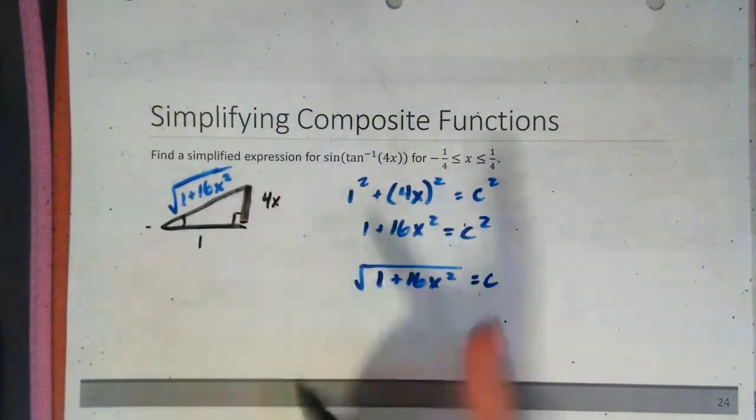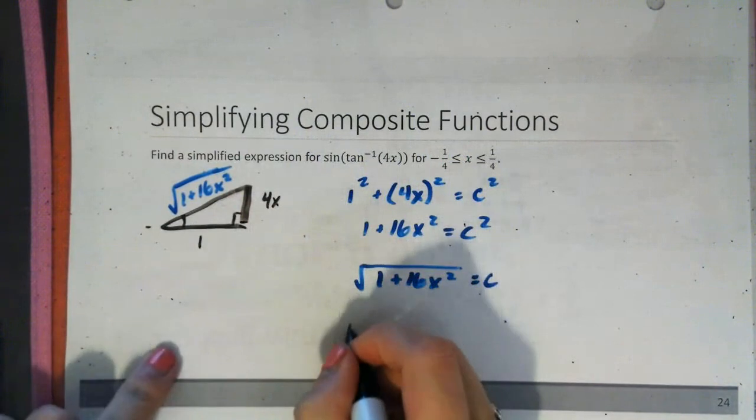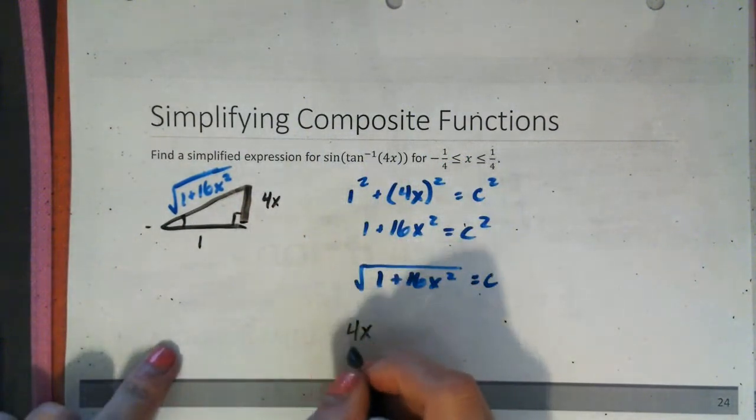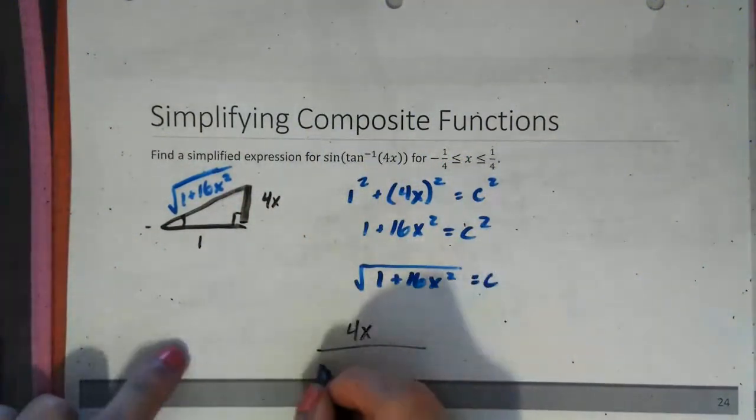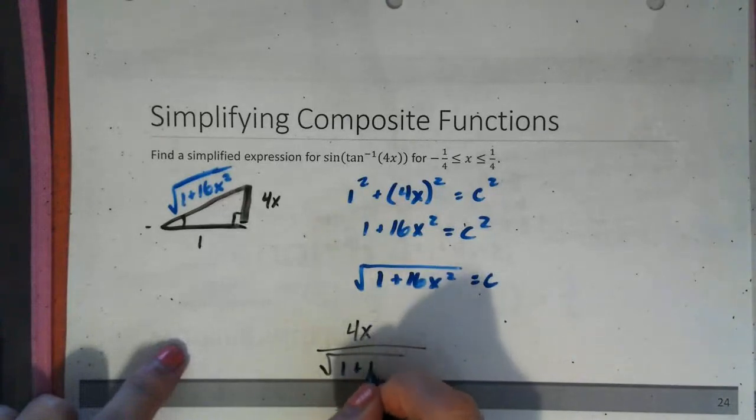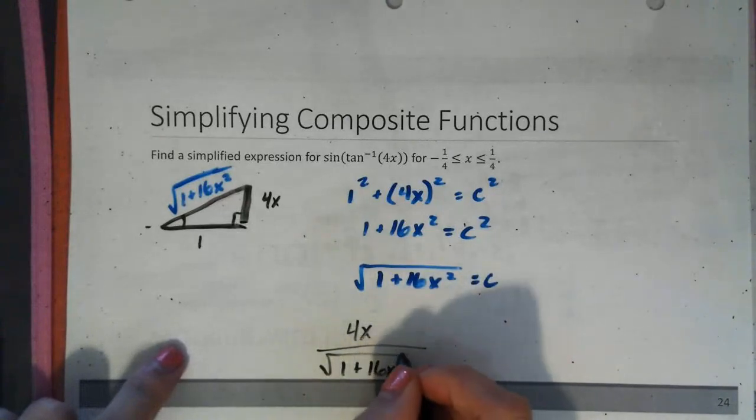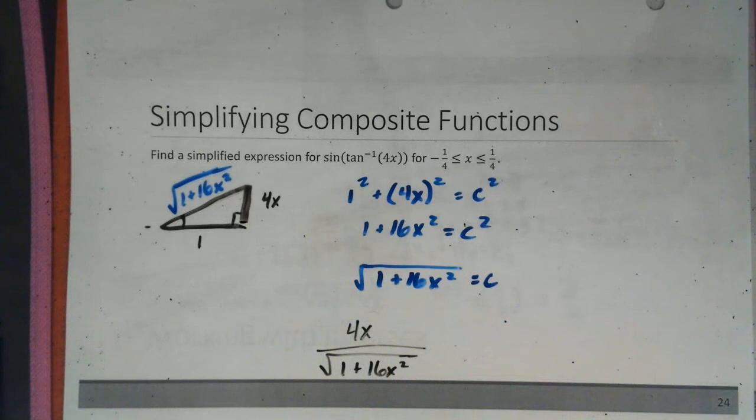I want the sine of my angle, and that's equal to the opposite, 4x, over the hypotenuse, the square root of 1 plus 16x squared. Ew, there's a square root in the denominator. You know what? I don't care this time. It's such a complicated expression. We're just going to leave it.